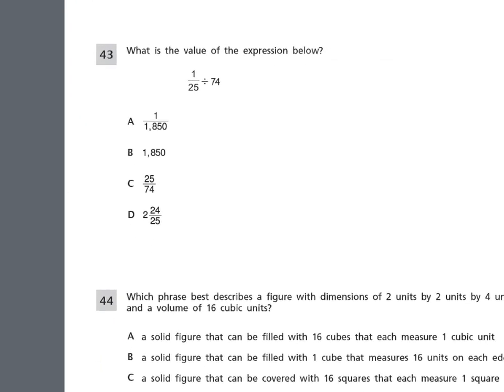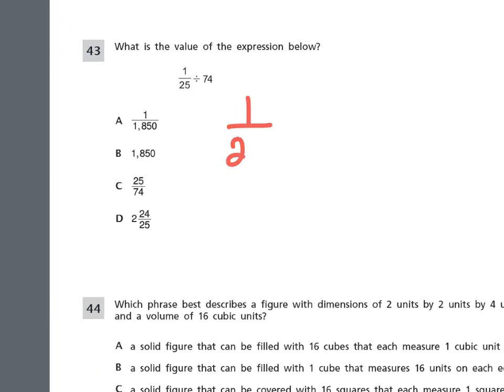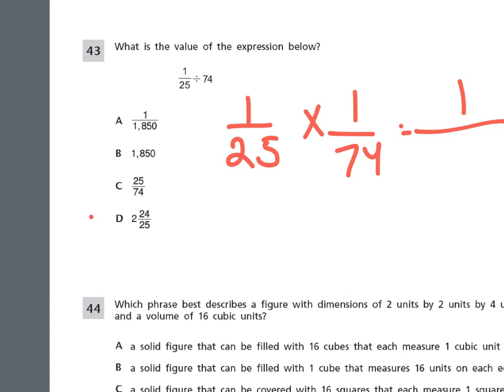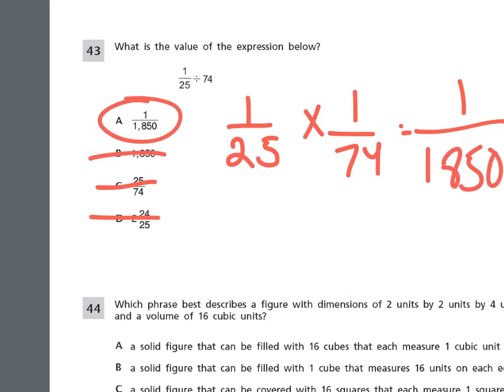43, what's the value? Well, we'll do keep, change, flip. So the answer would be 1 over, and then all I have to do now is do 25 times 74. I know D is wrong. I know C cannot be 74. And I know B is wrong, so it has to be A. So it'll be 1 over 8,550 without really doing the math.